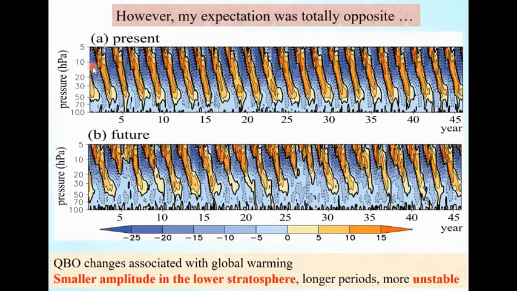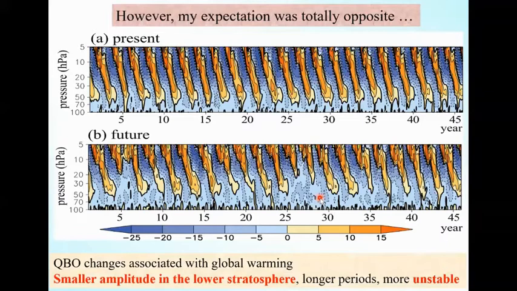This is a simulated QBO, the time-height cross section of zonal wind. Again, the red is westerly, eastward wind, and the blue is the easterly, westward wind. Here is the present climate simulation, and the bottom is the future climate. You can see that in the future climate, the amplitude of the QBO becomes weaker, especially in the lowermost stratosphere, and the period becomes longer. And sometimes the QBO becomes more unstable in the global warming climate.